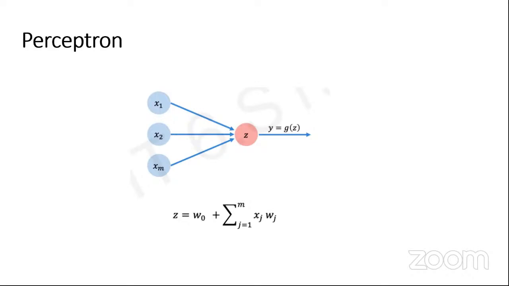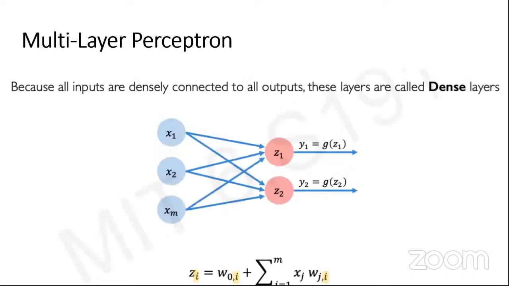So what is it? These are the inputs x1, x2, up to xm. With that, we are getting the output as W0, that is the weight, plus the summation of j equal to 1 to m of xj wj. Okay, so this is a perceptron. This is the multi-layer perceptron, where we are adding one more layer.